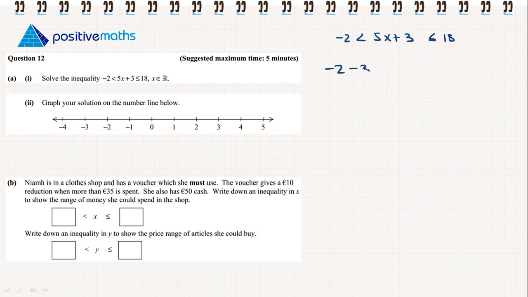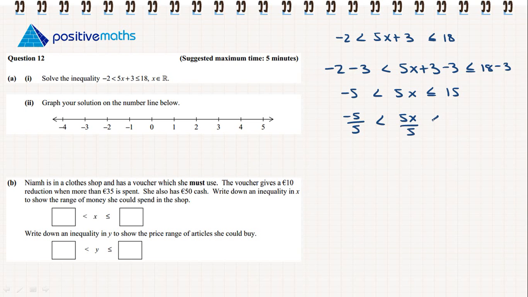So we have minus 2 minus 3 is less than 5x plus 3 minus 3, less than or equal to 18 minus 3. So if we simplify, we get minus 5 is less than 5x is less than or equal to 15. Now we're going to divide each part by 5. So we have minus 5 divided by 5 is less than 5x divided by 5 is less than or equal to 15 divided by 5. And again, if we simplify, we get minus 1 is less than x is less than or equal to 3.